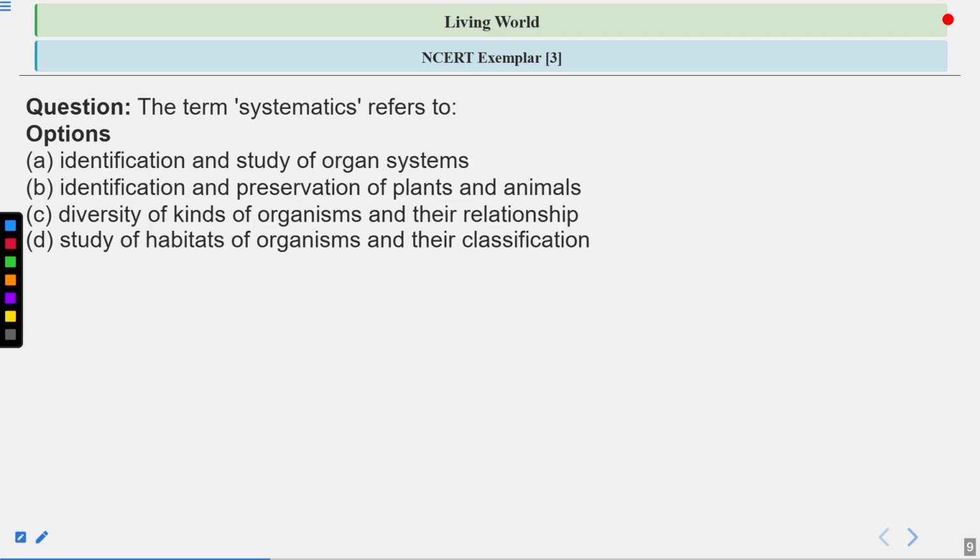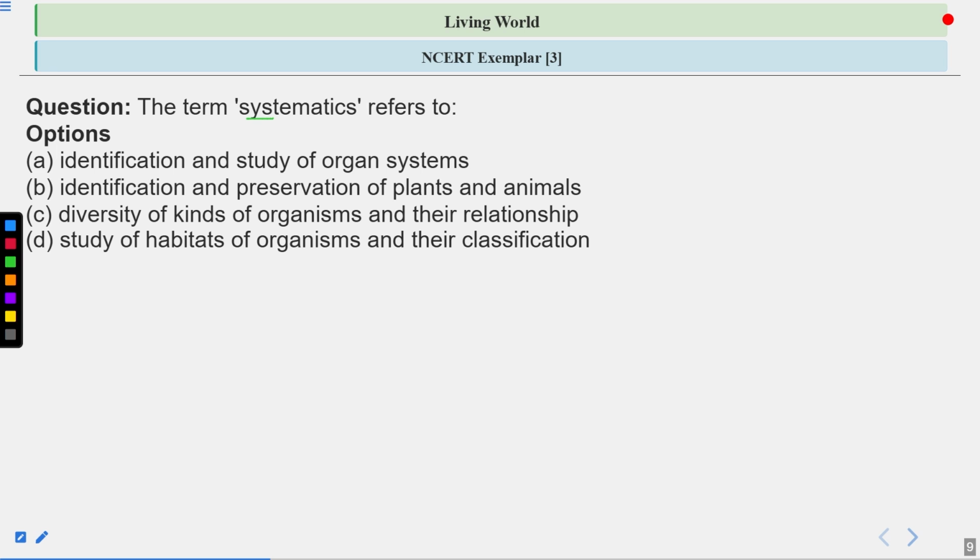Now let's discuss this question. The term systematics refers to what? So this question is based on systematics. So what is the definition of systematics, or what does systematics include, or what is the basis of systematics? So remember, systematics is different from taxonomy. If you know the difference between systematics and taxonomy, you can answer this question.